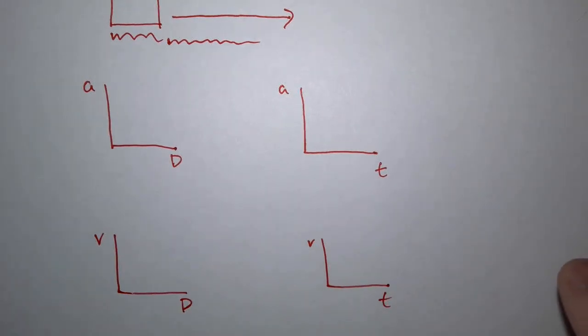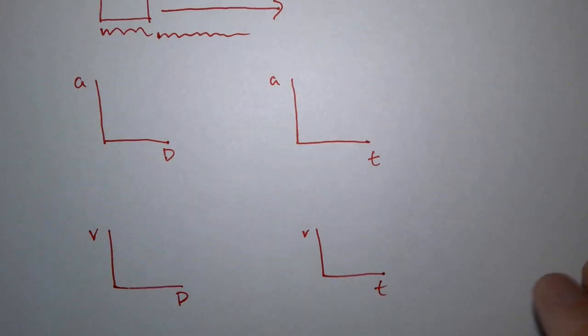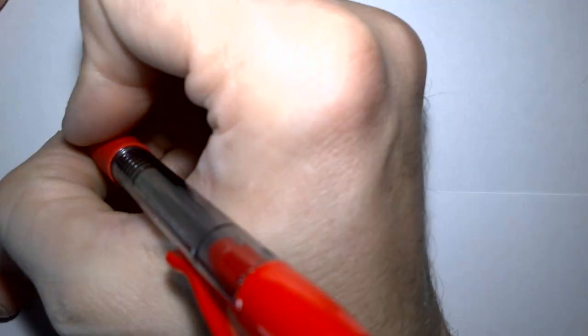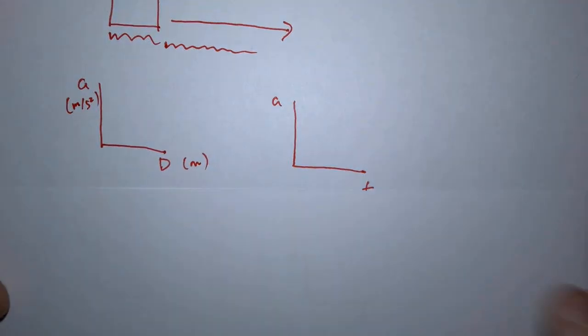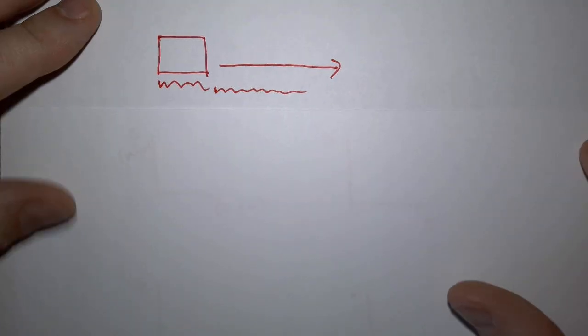It's going to be a little bit of a struggle. All right? But we're going to get through it. So, here we go. We also should include units like meters per second squared and meters, that sort of stuff. All right? So, let's think about the acceleration.